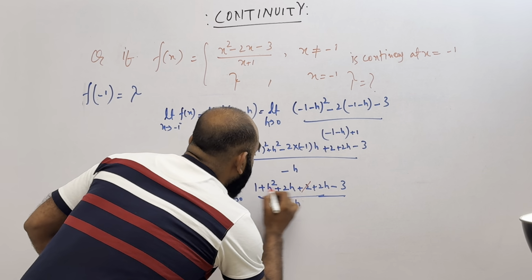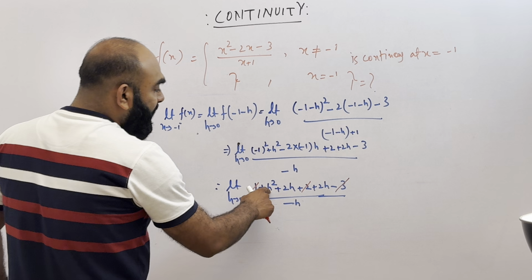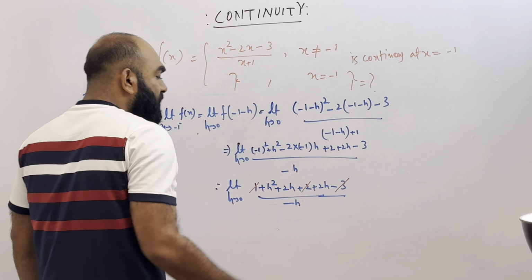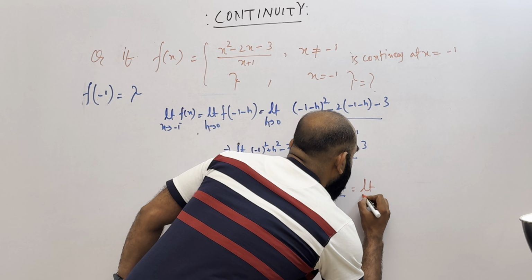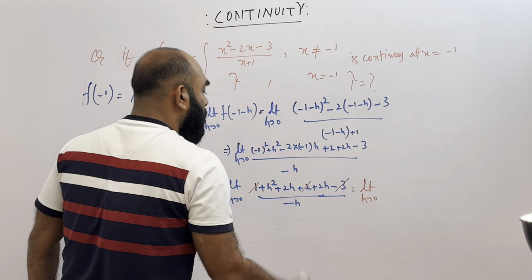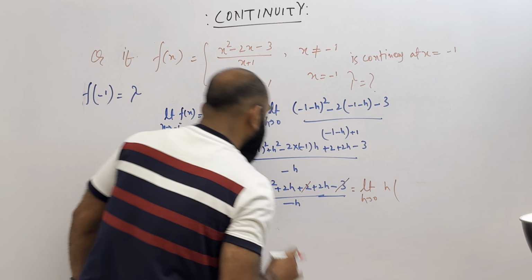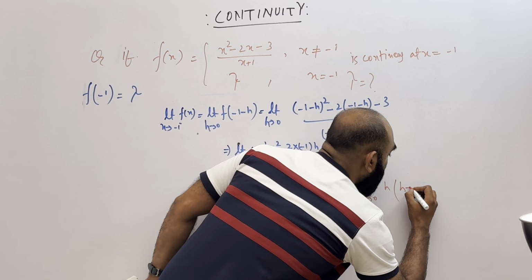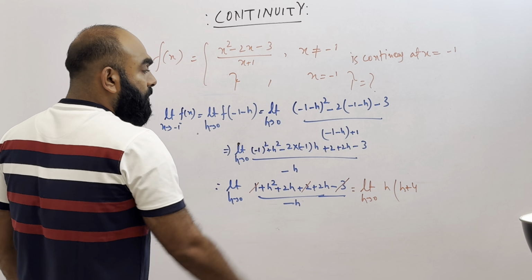Now can I take h common? Because everywhere h is there, h square, 2h, 2h, everywhere. Yes sir, you can take h common. So limit h tends to 0. If I am taking h common, so h common, what we have? Sir, h square, it will be h. 2h plus 2h, 4h. I have taken h outside, so 4. And the other terms gone off.